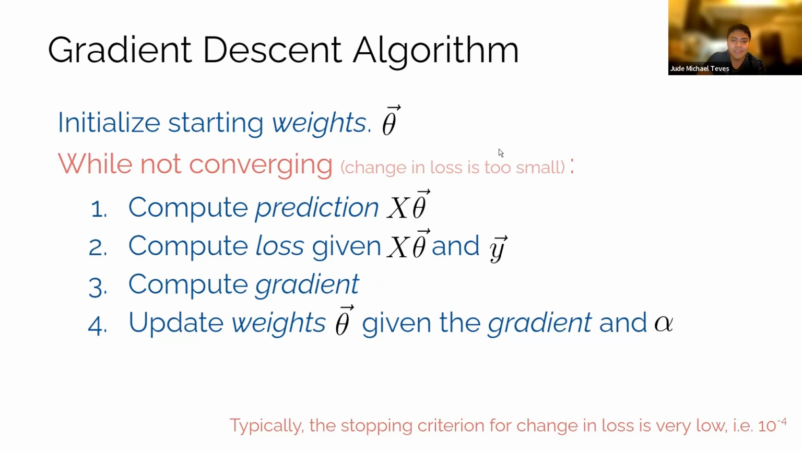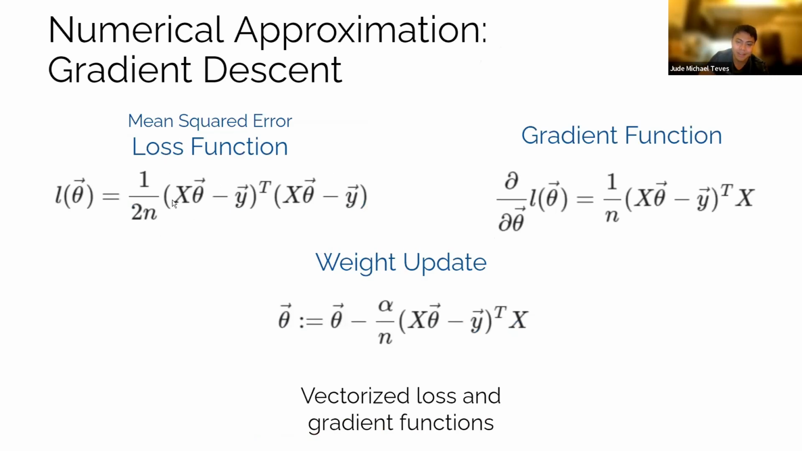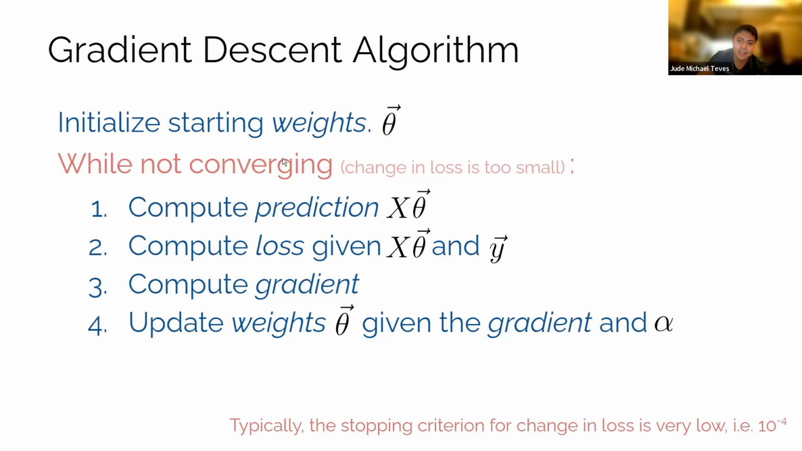So yeah, you initialize the starting weights randomly, up to you. But I'm going to provide you a template for this one, so don't worry about it. And then while it's still not converging, so it says the change in loss is too small. So that's why I still have the loss equation here, because that's how you determine if there is little to no change. So after that, you compute the prediction X theta, compute loss given X theta and y, then compute the gradient and update the weights given the gradient and learning rate. Still the same gradient descent algorithm, but I have replaced the variables with the ones that we're using for linear regression.